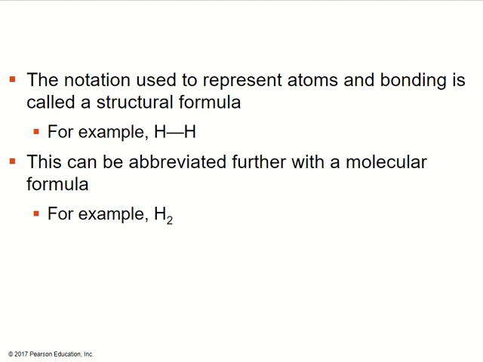The notation used to represent atoms and bonding is called a structural formula. What we see here in the top is 2 hydrogen atoms with a single bond drawn between them. That dash represents 2 electrons. This can be abbreviated further within a molecular formula, where we just ignore the bonds and write how many of each atom is present in that molecule. That subscript number 2 says that that molecule of molecular hydrogen has 2 hydrogen atoms in it.